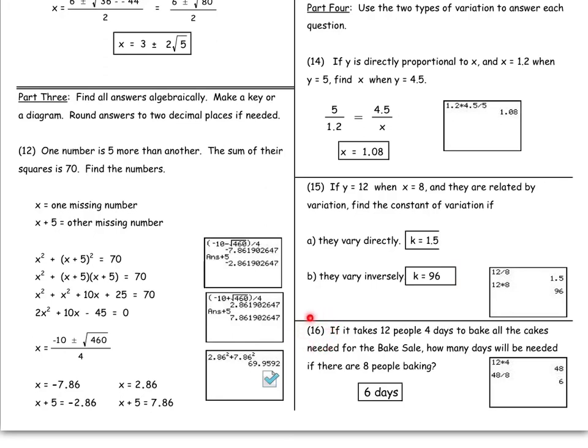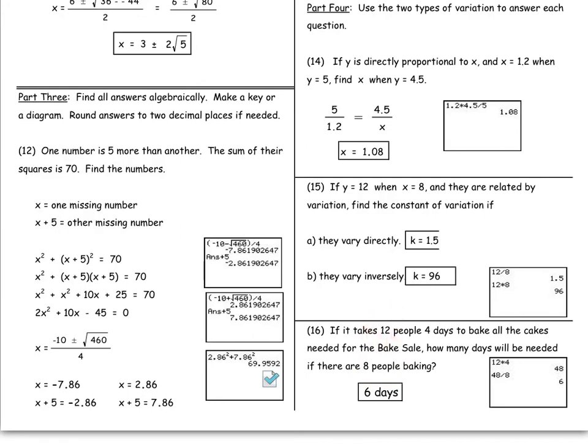In problem number 16, I used an example where people did work over a certain amount of time. And common sense tells you that if you have more people, it's going to take you less time. And if you have fewer people, it's going to take you more time. So less, more, less is the key to inverse variation.